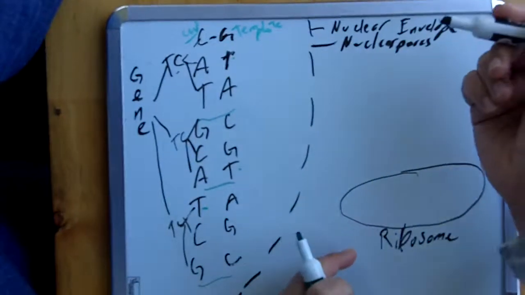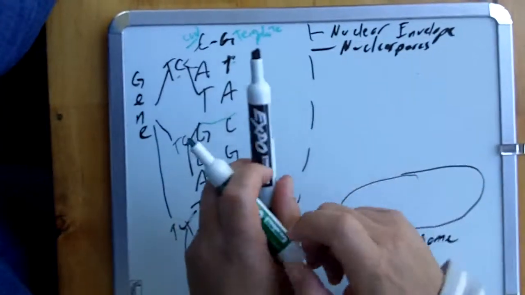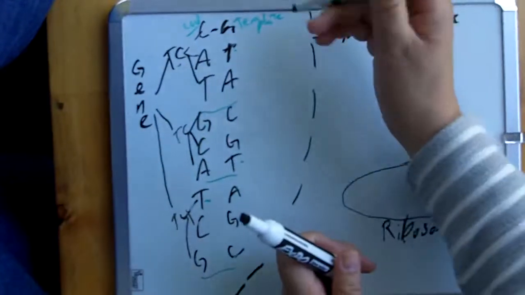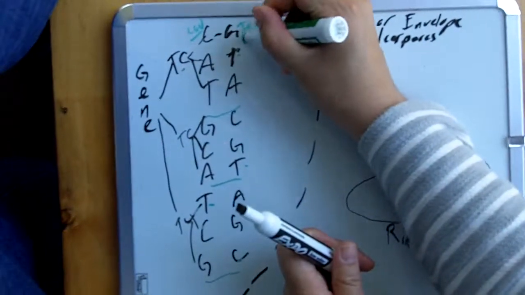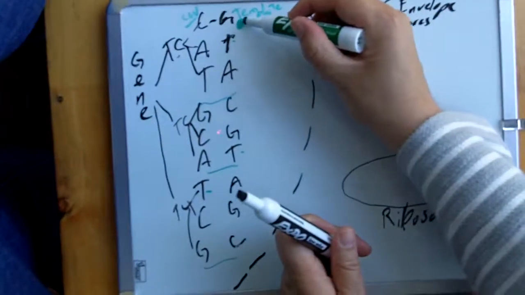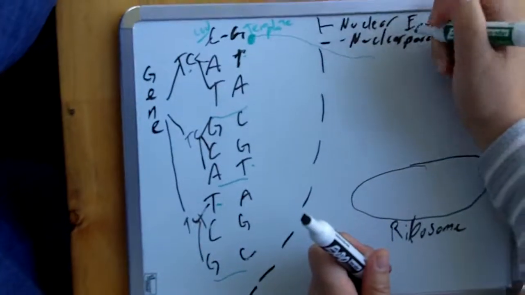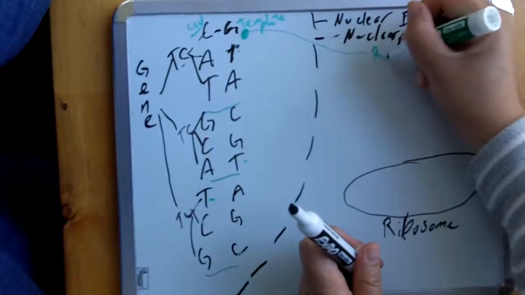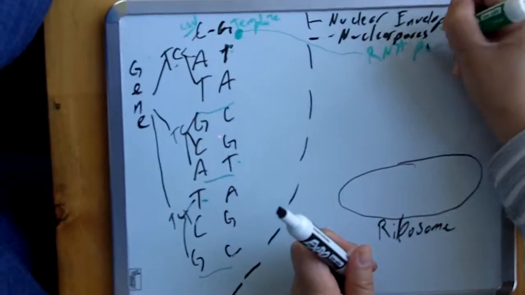Okay, next. So what we have is this little enzyme here. Okay, so we've got this little enzyme here. And the name of that enzyme, I'm just putting a label here, is called RNA polymerase.